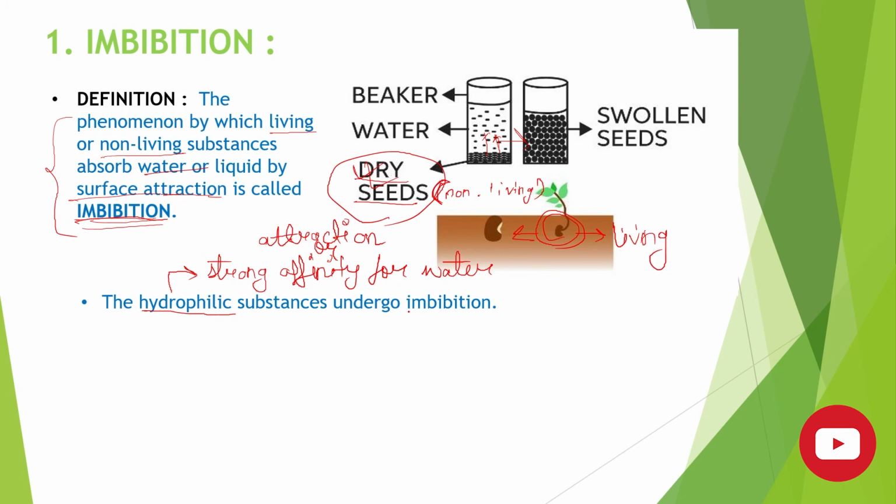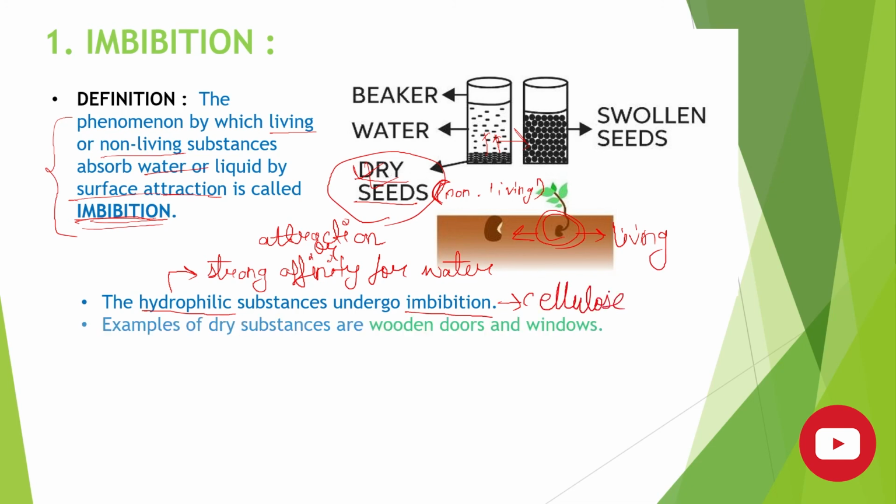substances can undergo imbibition. Certain examples of those substances are cellulose. Cellulose, you all know, is present in wood. Wood has a very strong affinity for water, and that's why in monsoon season, wooden doors and windows are always damp. Why? Because they perform imbibition, and they absorb some moisture from the atmosphere. And that's why they are always damp during monsoon season.